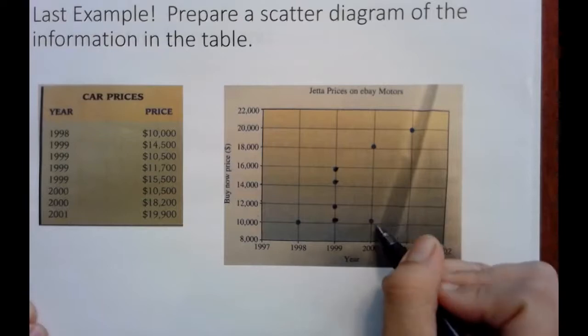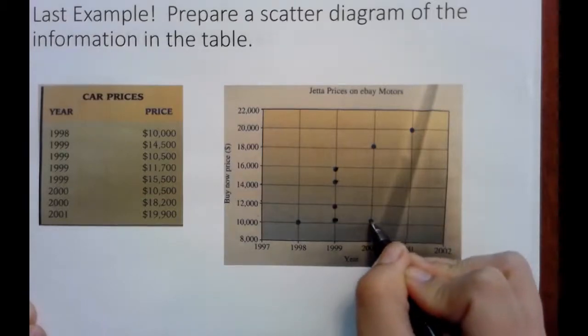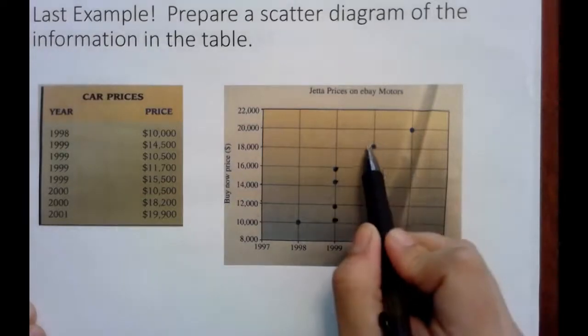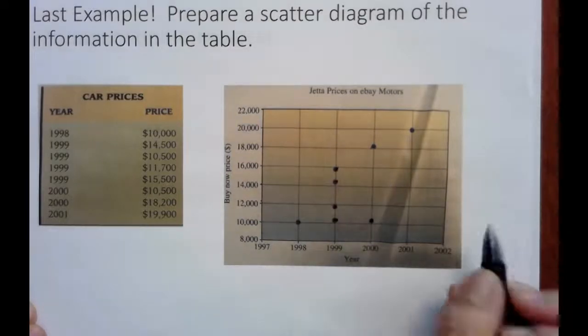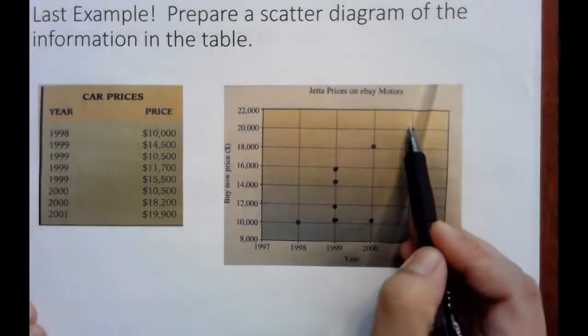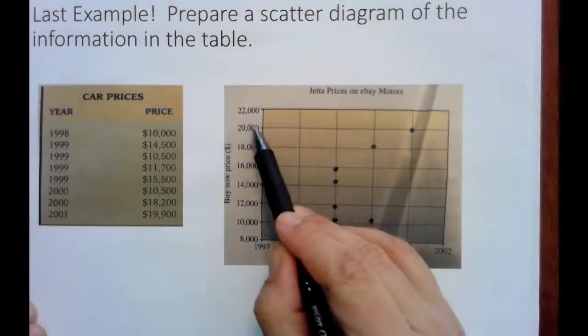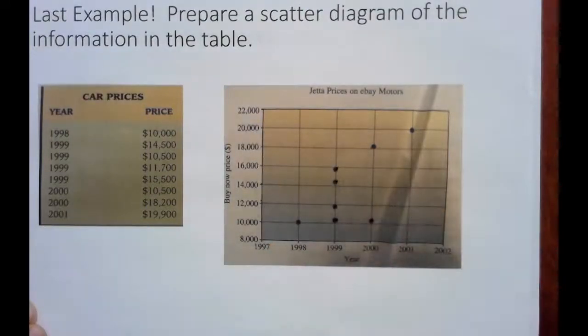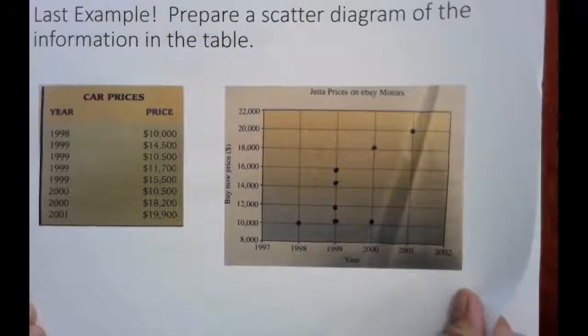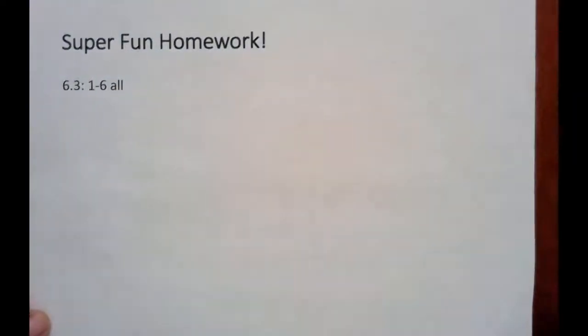And then we have 2 for the year 2000. We have a 10,500, and then up here 18,200, you can see. And then the year 2001, 19,900 is close to 20,000, so we leave that there. Okay, so that's it. That's the scatter diagram. And that's all for this section. You only have 6 problems. So good luck, and I will see you on the next video.